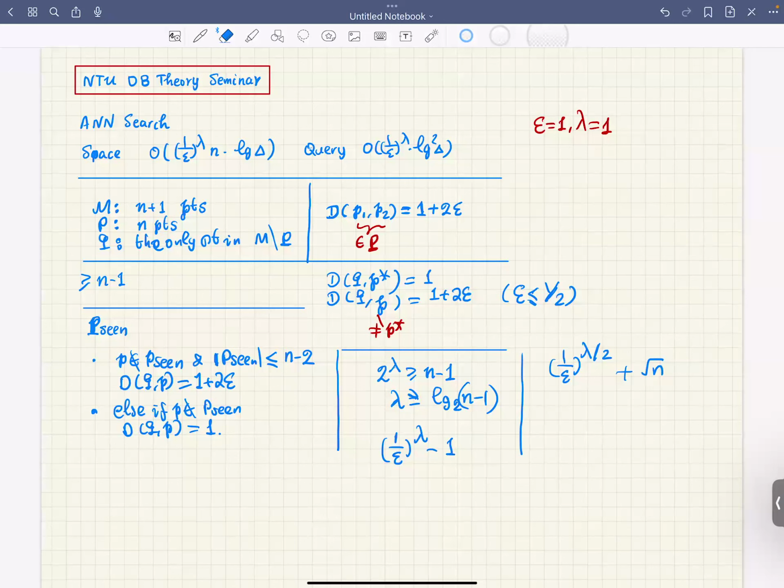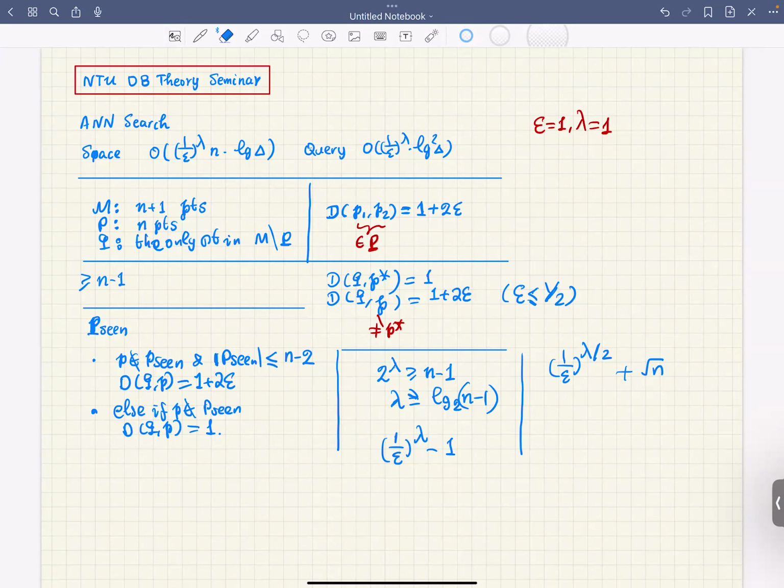I don't even care about query time, by the way. Your query time can be as bad as sequential scan. It just has to be a 1 plus epsilon proximity graph, which basically says that it has to be correct. I'm going to show you that any proximity graph will have to use N times log delta space. It must have that many edges.